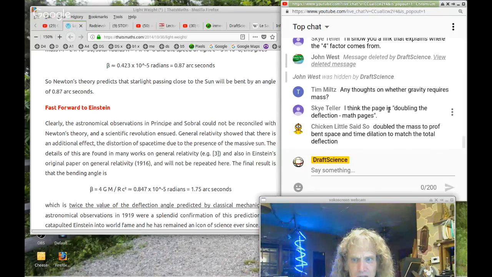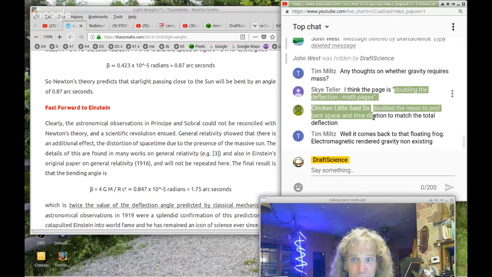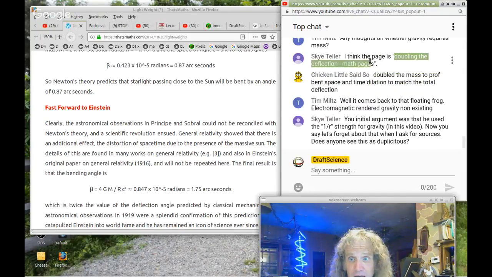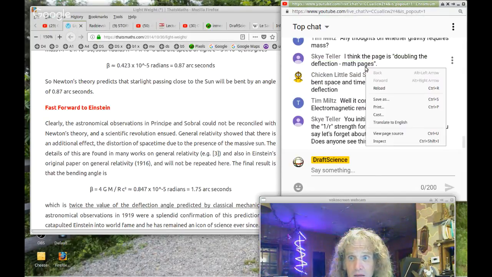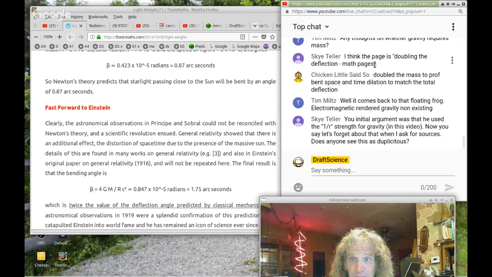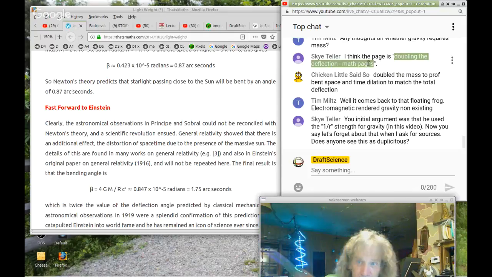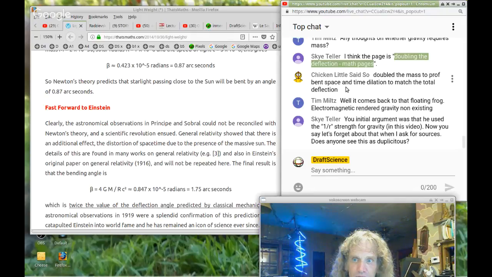I think the page is doubling the deflection math pages. Well, that sounds very exciting. I don't think that's going to explain what Einstein did, but fine, I will. It sounds like another link, math pages. I mean, it just sounds bad to me. So on my off time, I will inspect to see if you have any use at all or whether you're just wasting my time. Doubling the mass to prove bent space and time dilation to match the total deflection.